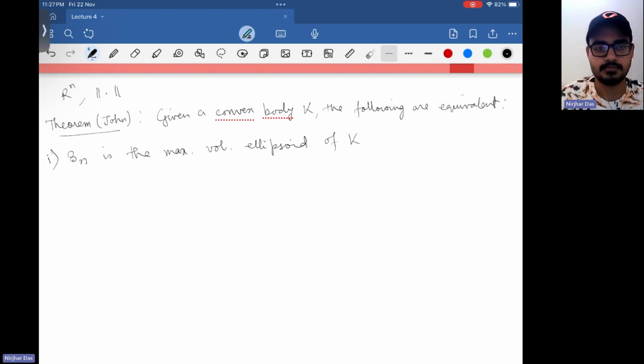So this is Bn, which is the unit ball, is the maximum volume ellipsoid contained in K, which we will denote with this abbreviation, max volume ellipsoid.